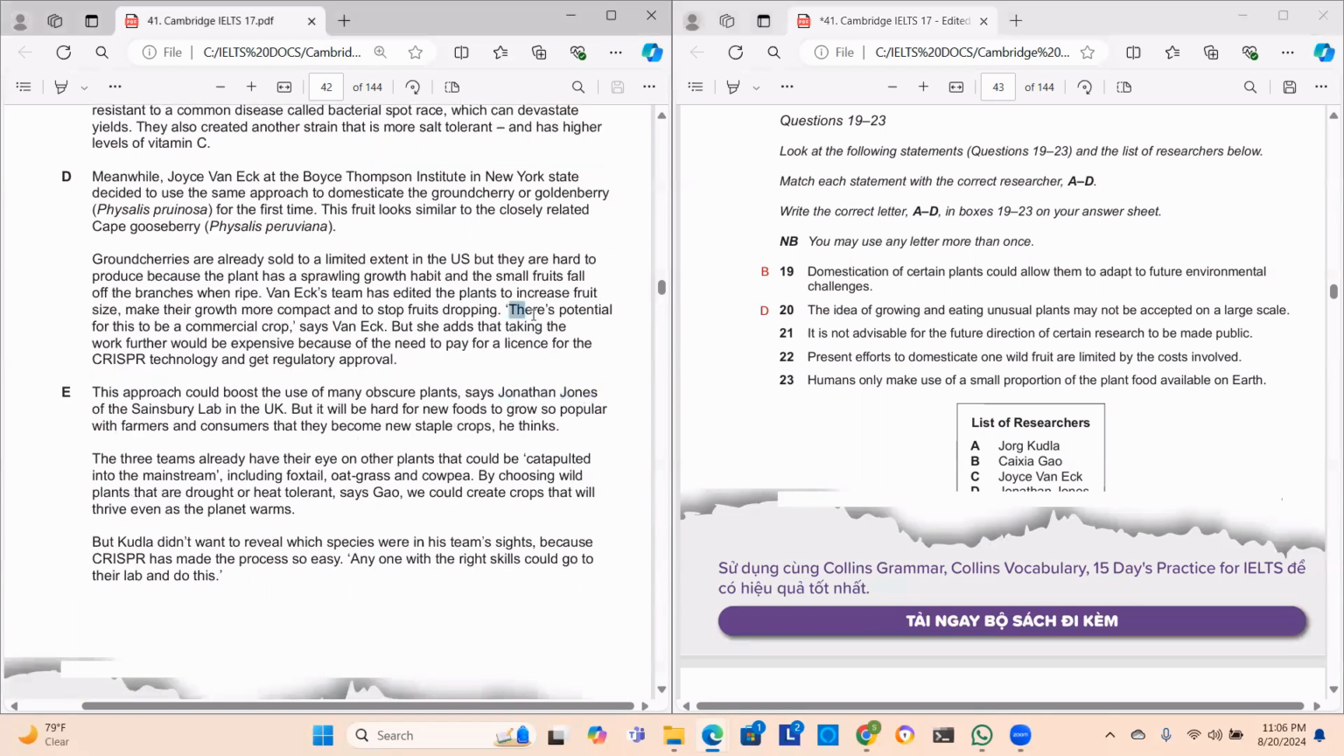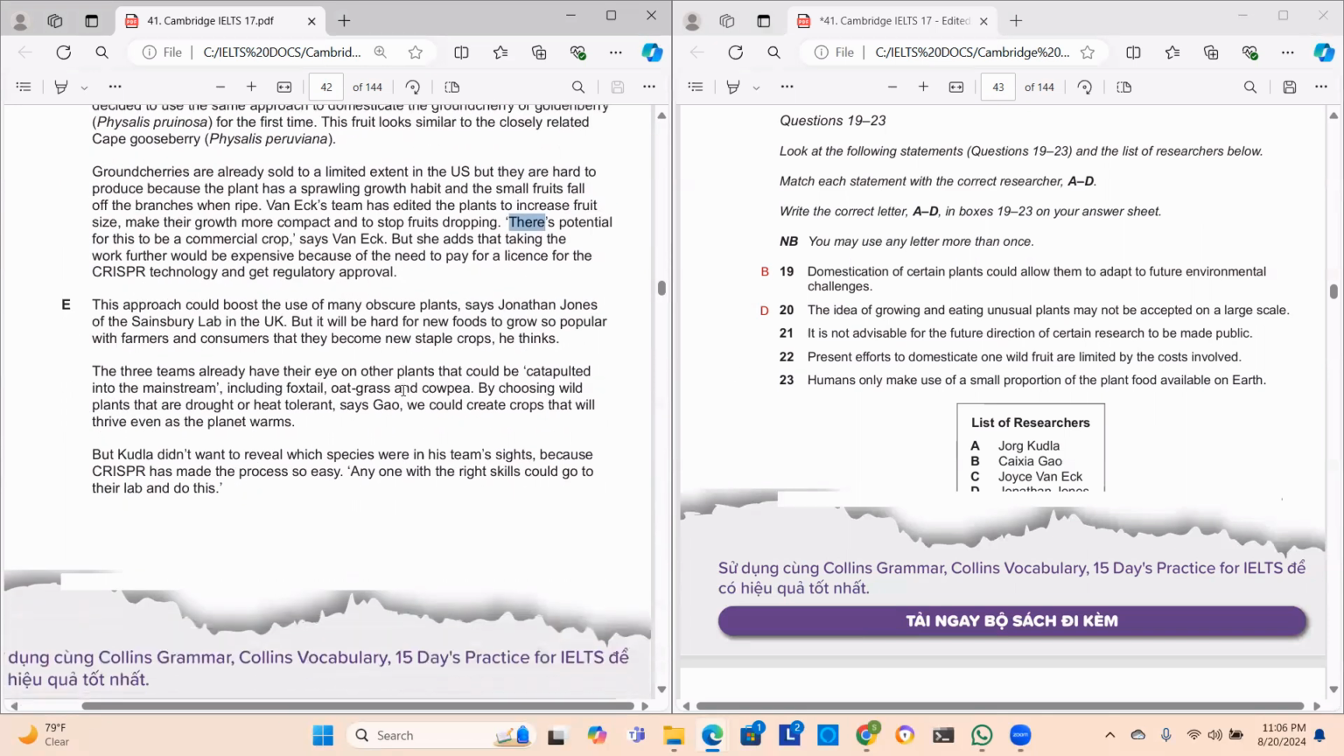Okay. So there's potential for this to be a commercial crop, says Van Eyck. But she adds that taking the work further would be expensive because of the need to pay for a license. Okay, this is by, but here there is nothing. It cannot be made public, not advisable for the future direction of research to be made public. Okay. So, yes, Jonathan Jones, what does he say? He said this, he just read that, and Gavo also answer is done. But Kudla didn't want to reveal which species were in his team's sites because the technique made the process so easy. Anyone with the right skills could go to the lab and do this.